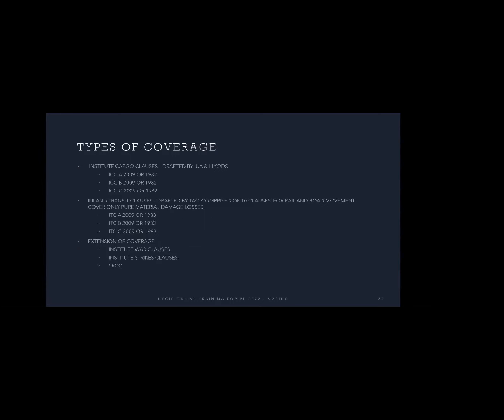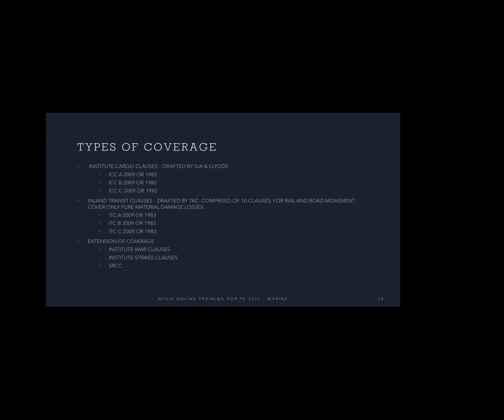Now we are talking about the different types of coverages associated with marine cargo insurance. So we'll start with the Institute Cargo Clauses. Now we have to note that these are drafted, I'm talking about the 2009. The latest clauses are ICC 2009 clauses.